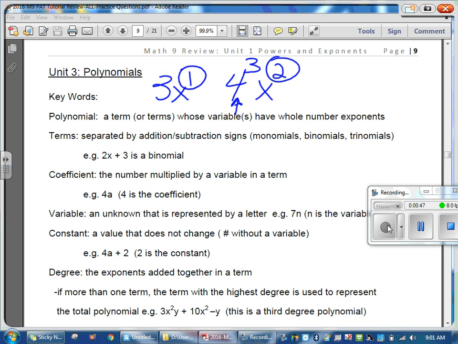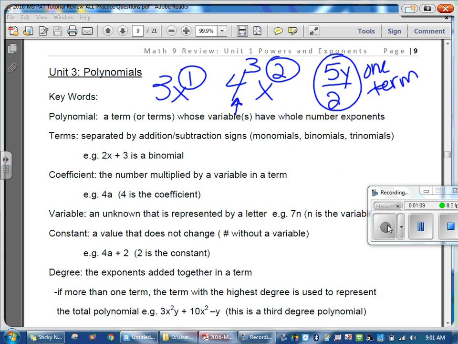All right. So if they're sitting side by side, they're one term. That means they're attached, they're multiplying. If they are top and bottom, like a fraction, there's still one term. So if I've got 5y over 2, that means that's still one term. Okay, that is one term.